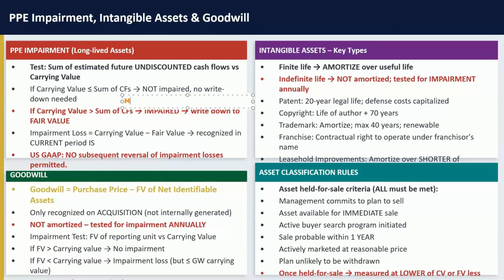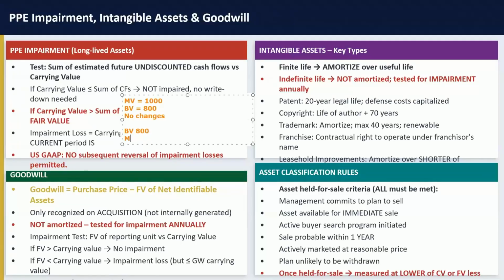Okay, guys. So market value, if it is 1,000, assume. And if your book value is 800, at this point of time, no changes. In your books, the PPE will remain at 800 itself. Suppose book value is 800, market value changes to 700. Now a problem arises.